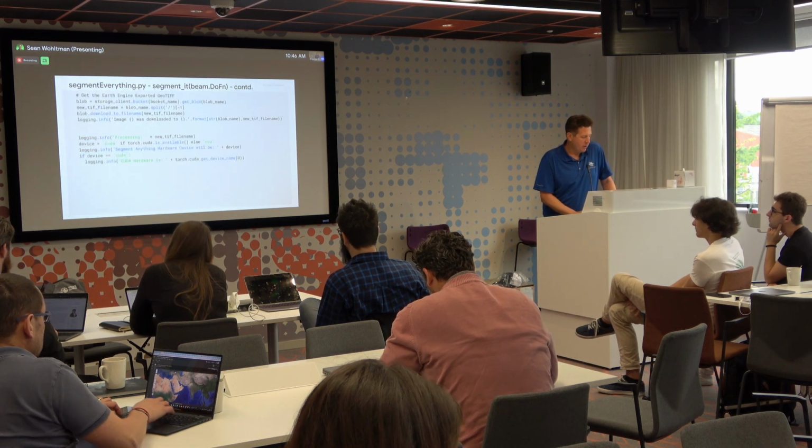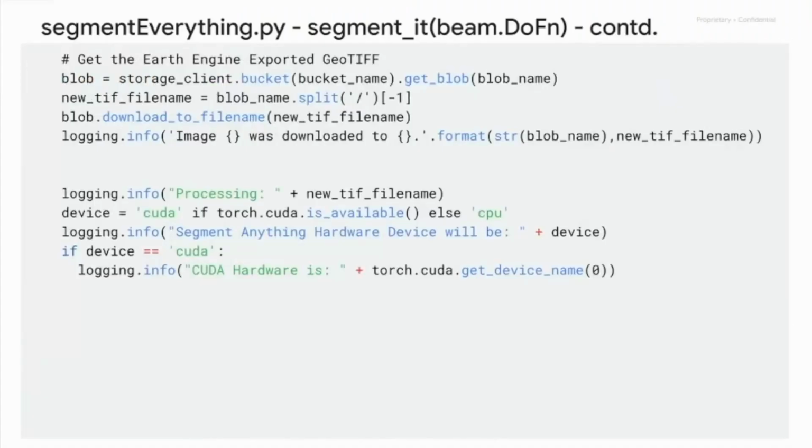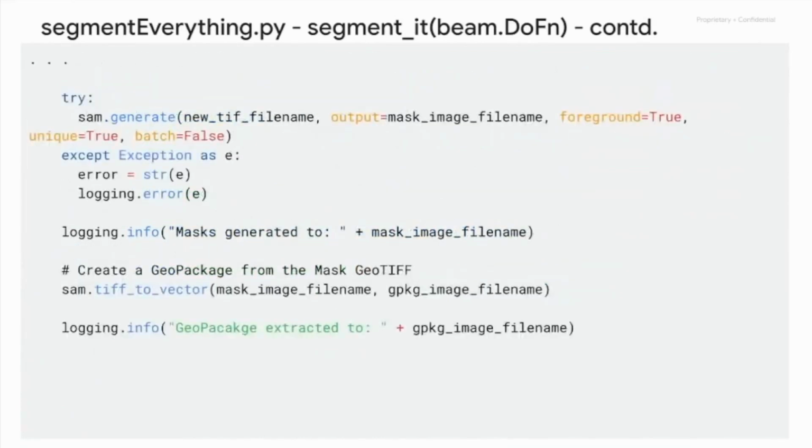So we do all those imports, then we download the blobs, we do a little bit of string formatting to rename them, and then we check to make sure and log that we actually have a GPU. And then we do everything that we did in the Python notebook. We generate a new TIFF, we give it an output, we generate masks, and we create a geo package.